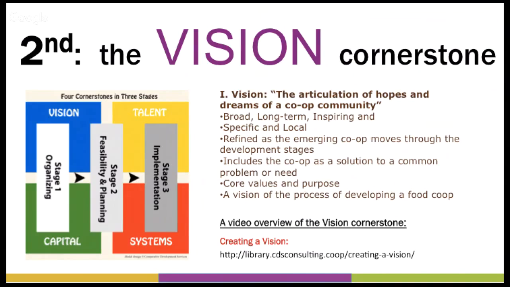So just a little bit about it. The vision cornerstone is the articulation of the hopes and dreams of your co-op community. It's broad and long-term and inspiring, yet specific and local. It's refined throughout your process as a developing startup co-op, from the first day to the day you open, and it will continue to evolve after your co-op store is open. It includes the co-op as a solution to a common problem or need in your community. It expresses your core values and purpose, and a vision of the process for actually developing your co-op is also included. So how your co-op will develop, what is your vision for that?